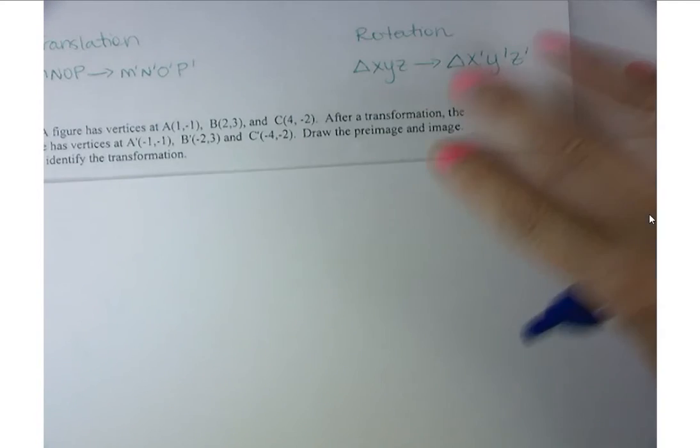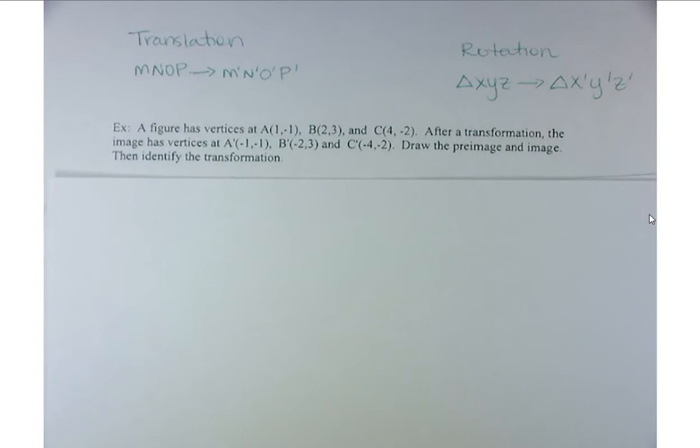Alright, so our next example, it says a figure has vertices at A, B, and C. After transformation, the image has vertices at A prime, B prime, C prime. Draw the pre-image and image, then identify the transformation. I'm gonna give you some time right now to reread that, and then I want you to plot the points.